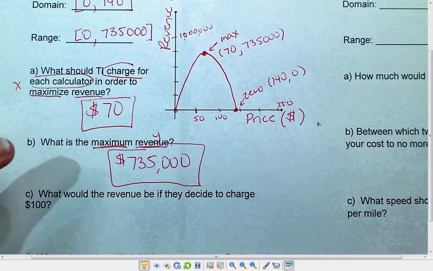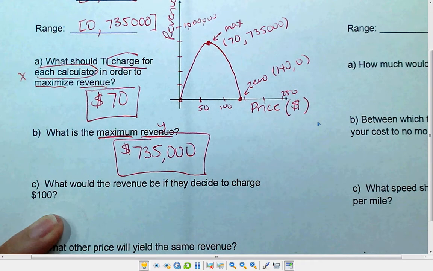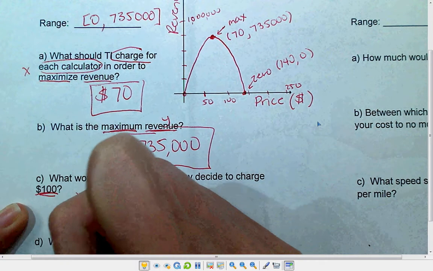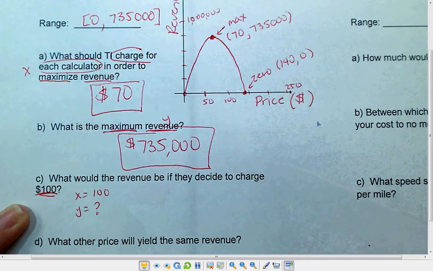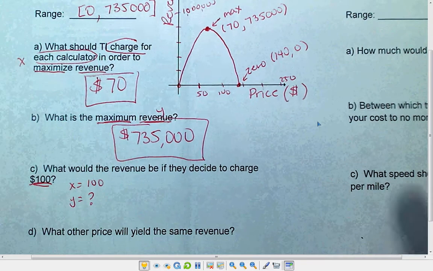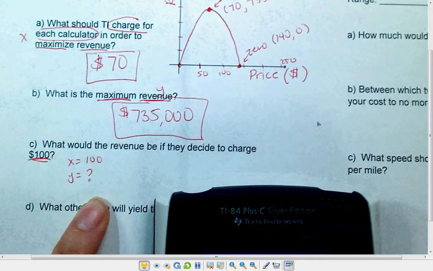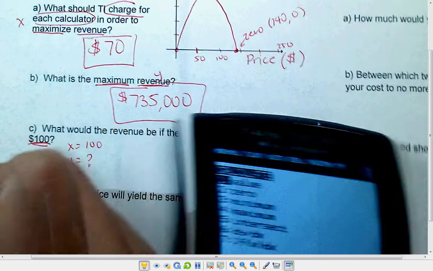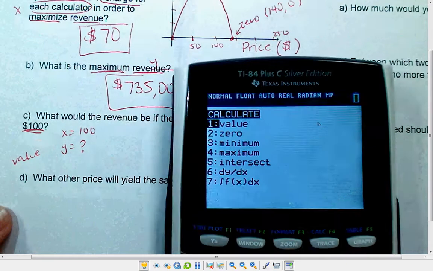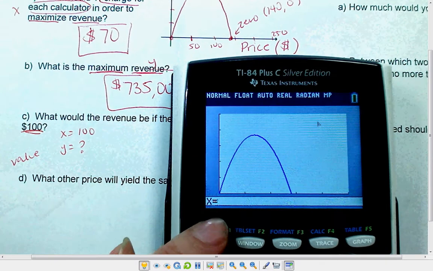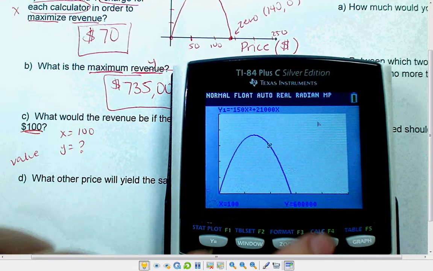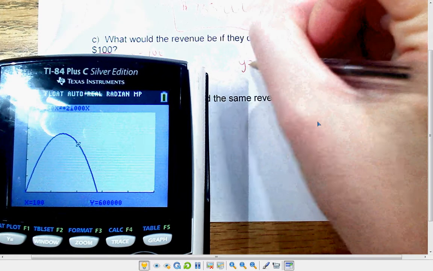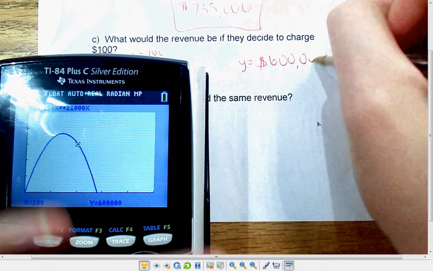Let's look at C. What would the revenue be if they decided to charge $100? So $100 is the charge, so this is our price. So x is equal to 100. We're looking for the revenue, which is y. So this is another button we have in our calculator where if they give you your x and you're looking for your y, we can go to second calc and use value. So press value. It should now say x equals. We can type in our x, which is 100, and it'll give you our y, which is 600,000. So our y equals $600,000. Again, units.